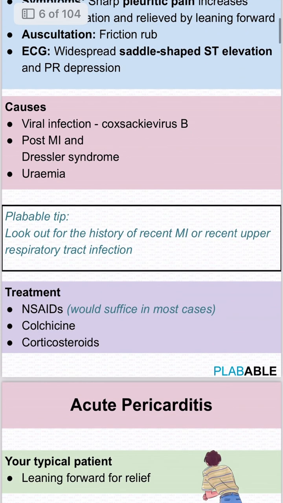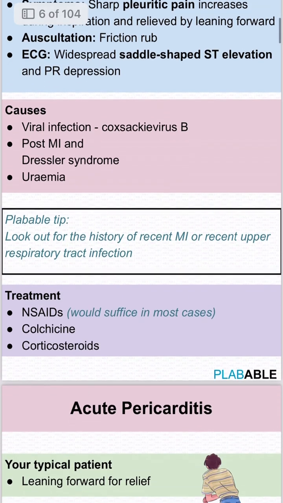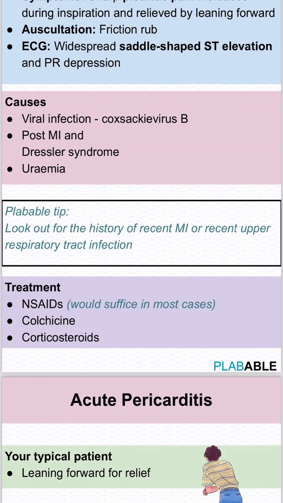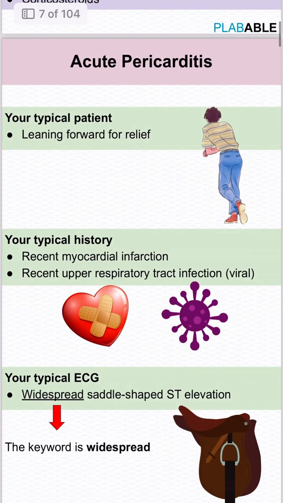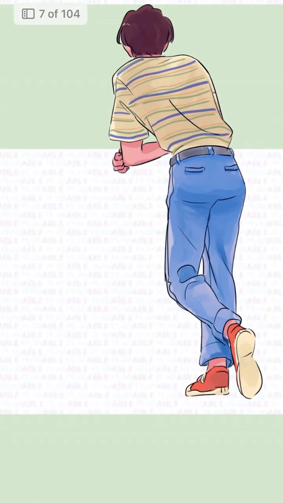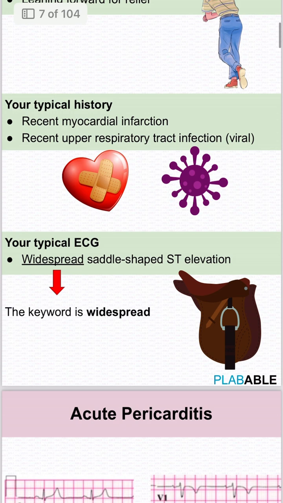So here is an applicable tip. Look out for a history of recent MI or recent upper respiratory tract infection. Treatment is NSAIDs in most cases, and colchicine and corticosteroids. So it's all about pericarditis. A typical patient will present leaning forward for relief, and your typical history will be recent myocardial infarction or a recent upper respiratory tract infection.